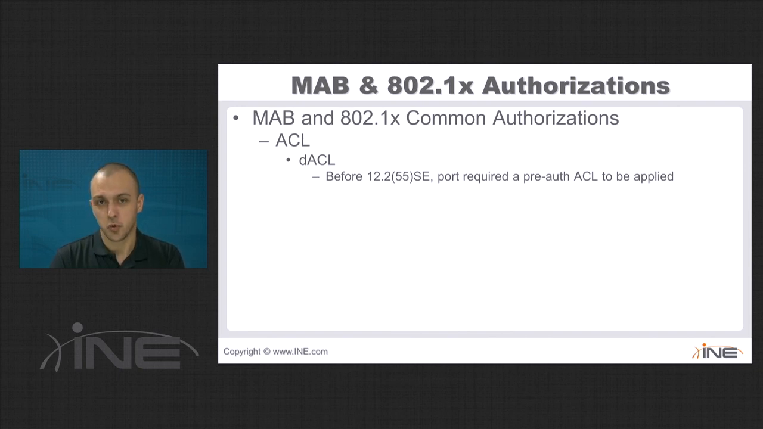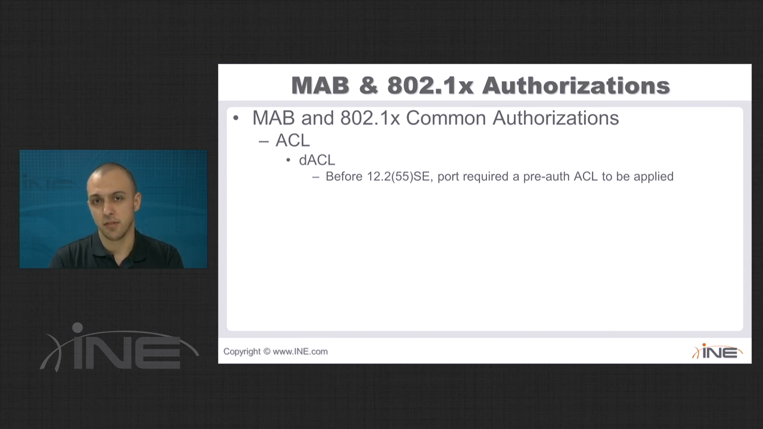What we need to know for using DACL with MAB or with 802.1x is that when the switch receives the DACL from the RADIUS server, in order to apply that DACL on the port where the client is connected, depending on the switch version we're running, if we're running a switch code before 12.2.55, in order for the switch to be able to apply the DACL, it needs to have a pre-configured access list applied on the port.